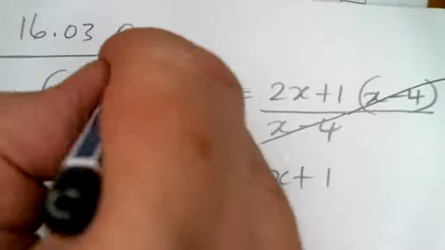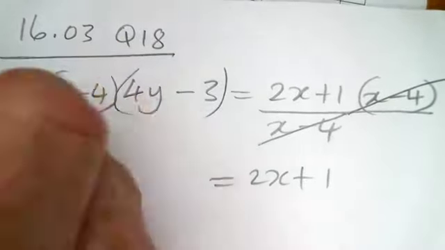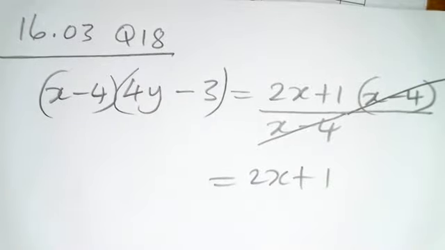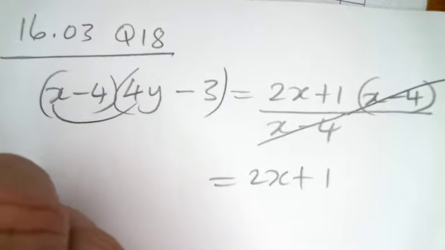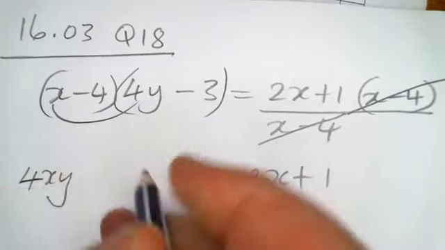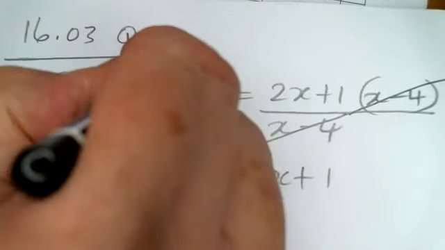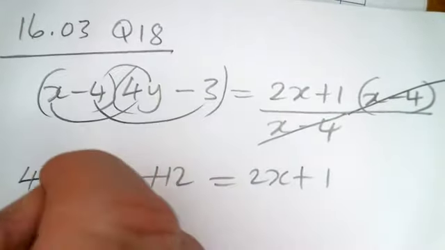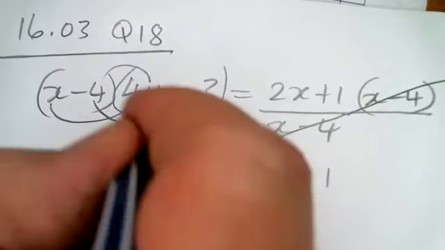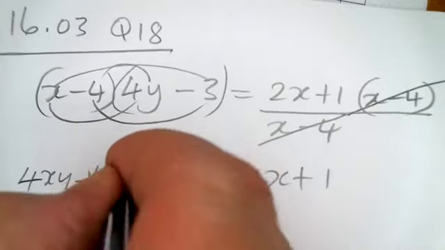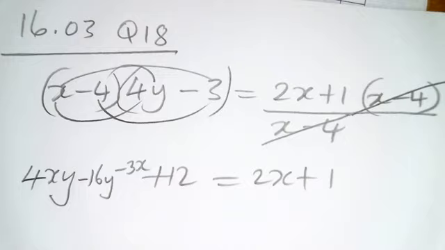And on this side here, we've really got a bit of a quadratic, but we've only got an x and a y, so it's not really going to be a quadratic in the traditional sense. But x minus 4 times 3 plus 4y, well, let's expand this out. It's going to be 4xy. Negative 4 times 3 is going to be positive 12. Negative 4 times 4y is going to be negative 16y. I'm going to squeeze a little bit more in here. I got x times negative 3 is going to be minus 3x. Okay, well, that all works out well.